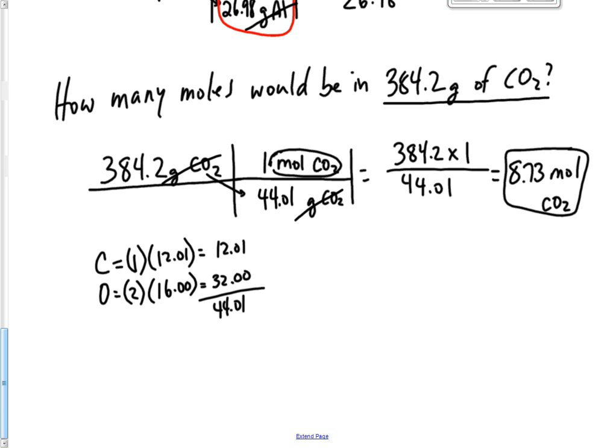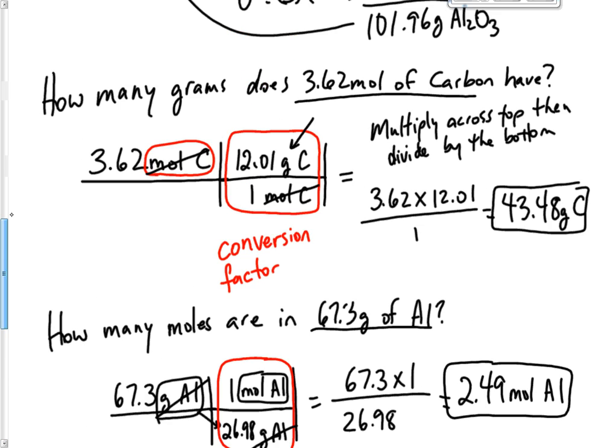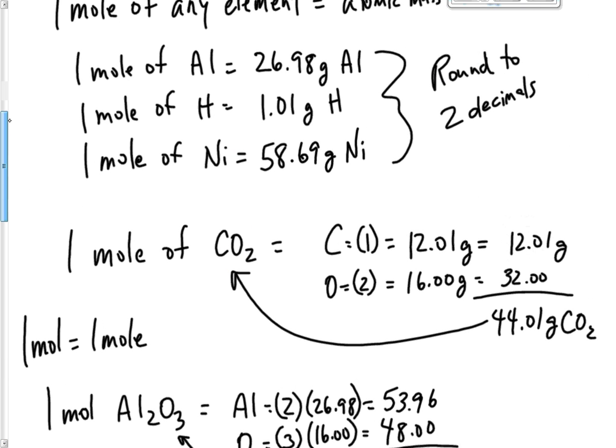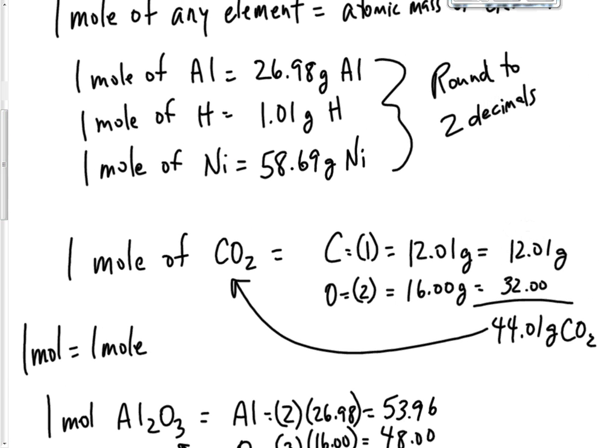So what have we done? The first thing we looked at doing was figuring out our molar mass. This is called molar mass. And really all it is is the mass of 1 mole. So molar mass is the mass of 1 mole.